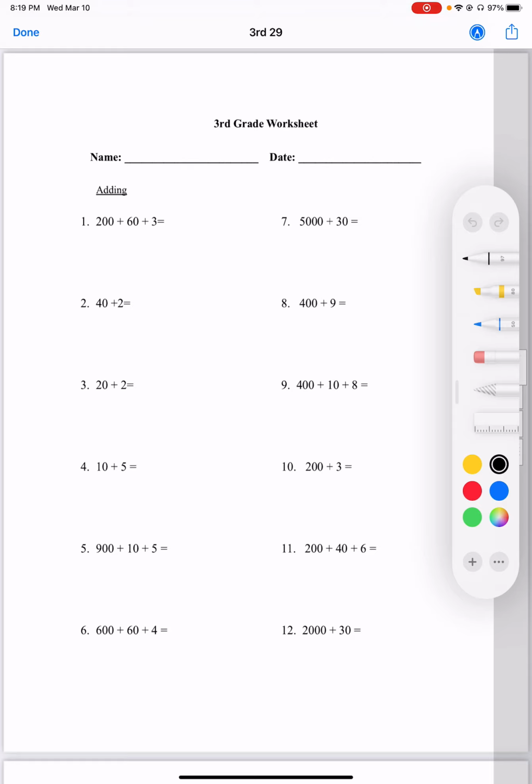So the first worksheet is adding. Basically what we have to do is add these numbers together. They're all in different place values, so this should be easier than normal.